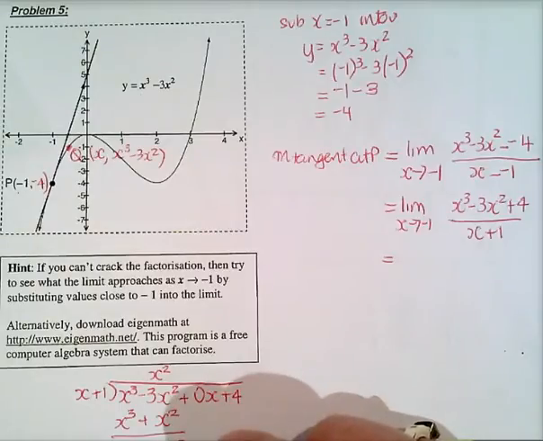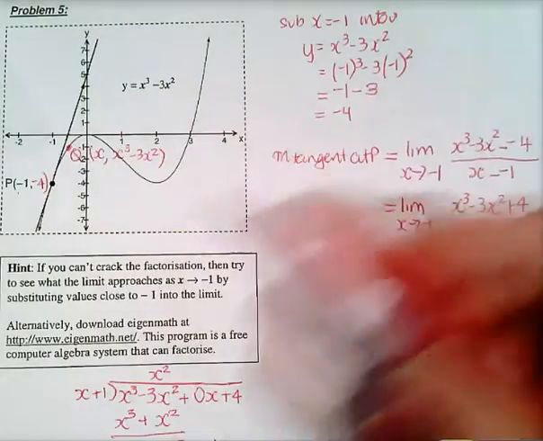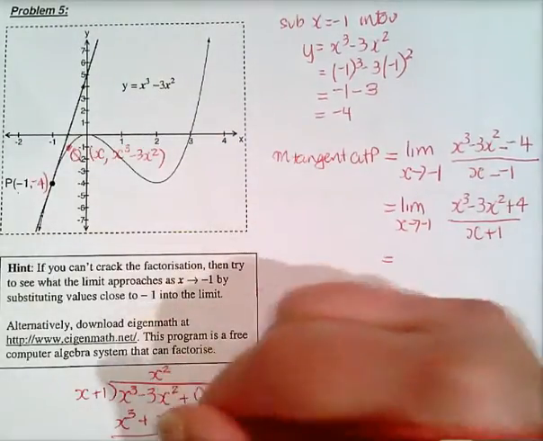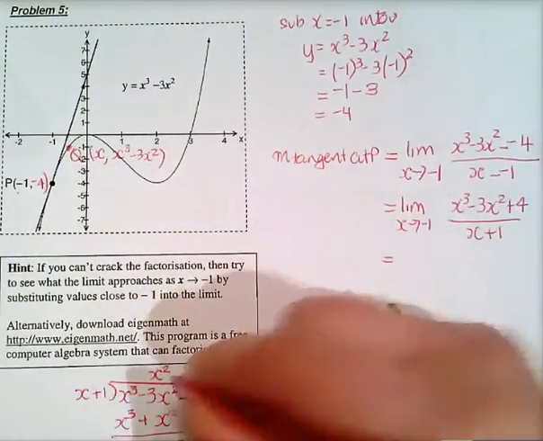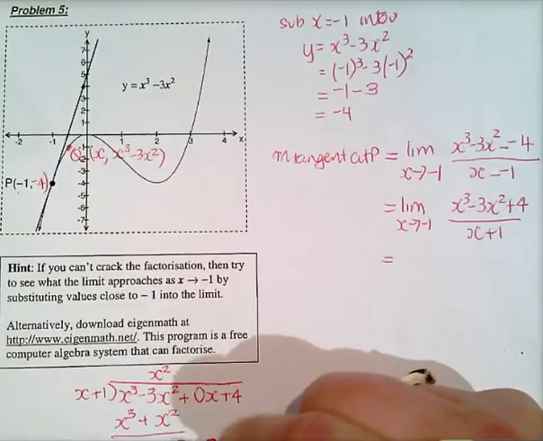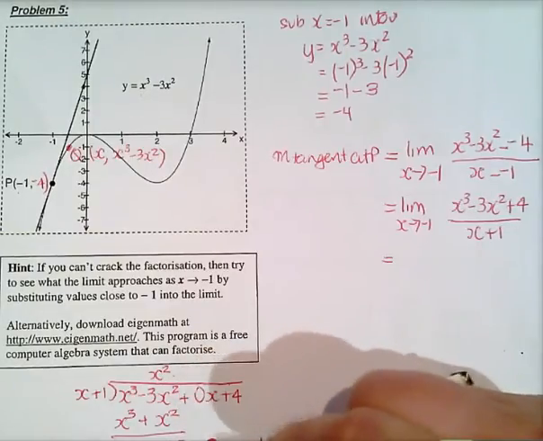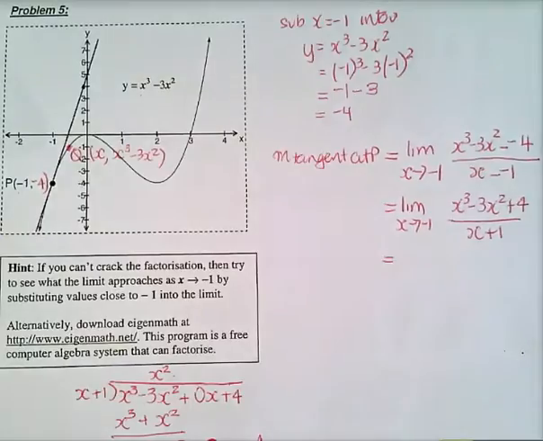And then we bring this down. We've got 0x, which is just going to be 0. And then we bring down the 4. And let's just see what we would get here with this factorization. Sorry, I'll just put the 0x there. I'll just bring this 4 down as well.